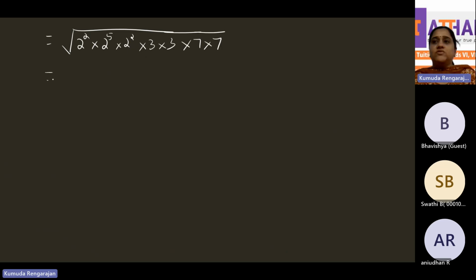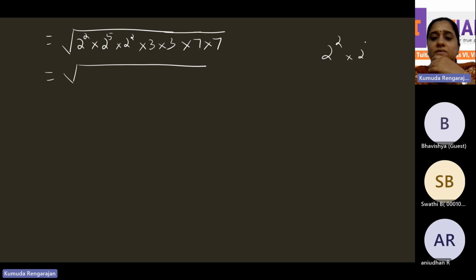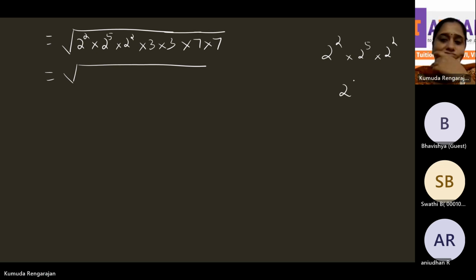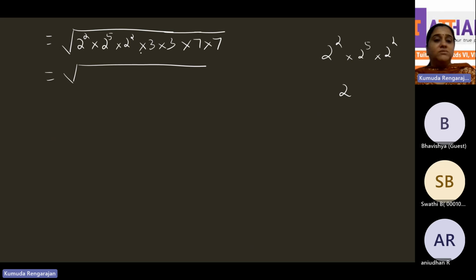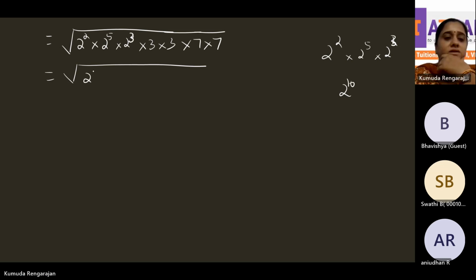Now we have to get rid of the square root. 2 square, 2 to the power 5. Do you know that when bases are same, you can add the powers? So it will be 2 to the power 7 plus 2. Why am I getting 9? I should get 10. I missed 2 somewhere. Oh, this is 2 cubed, sorry. So you get 2 to the power 10. So 2 to the power 10 into 3 square into 7 square.